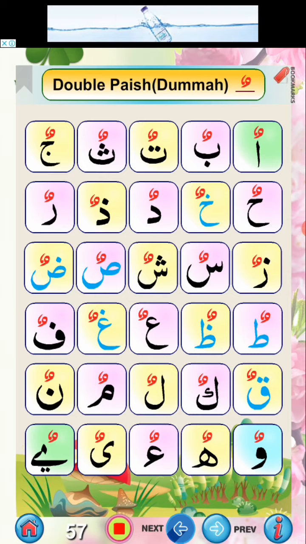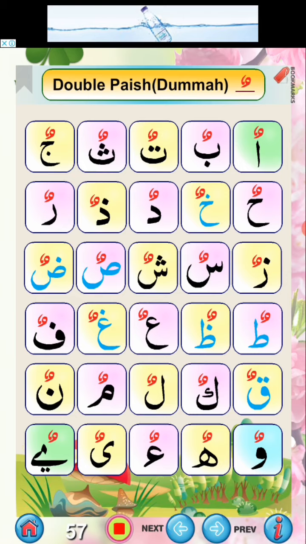Tanween is the noon or end sound added to the end of a letter, or you can also define Tanween as doubling the harkat. And what are the harkat? Zabar, Zer and Pesh. Tanween means pushing aside. Any letter that is having Tanween, which means 2 Zabar, 2 Zer or 2 Pesh, is called a munawwan. So now let me tell you about double Pesh, as our recap is done.